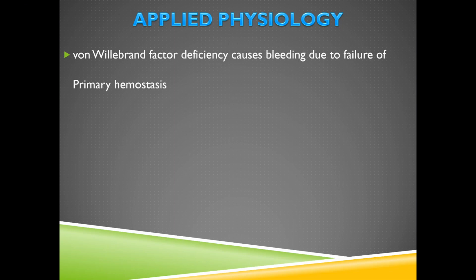Now, what is the applied physiology for this? Von Willebrand factor deficiency causes bleeding due to failure of primary hemostasis. As we saw, once the endothelium is disrupted and the subendothelial matrix is exposed, von Willebrand factor causes the adhesion of the platelet to the area. If there is a deficiency of von Willebrand factor, platelets cannot come and occupy that place, resulting in failure of the loose platelet plug, or primary hemostasis.